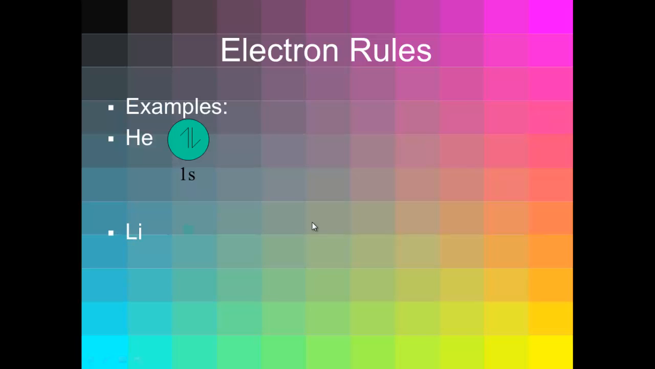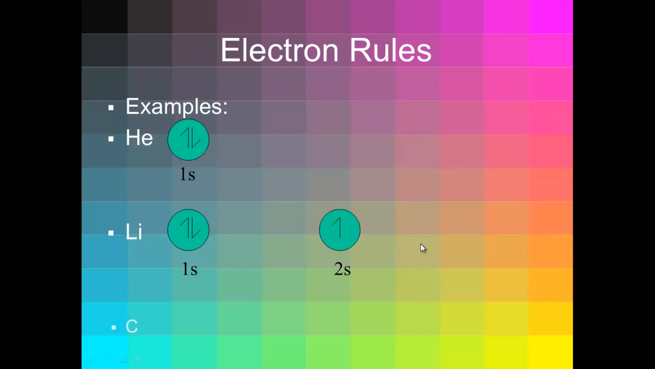Then we have lithium. Lithium has 3 electrons. So the first two are going to go in the same energy level as we did before, 1s. And now we need another one. So look at your arrows. What comes after 1s? 2s. Again, just one circle because this is an s sublevel, and we have one electron to put in here. So these two together are the orbital diagram for lithium.